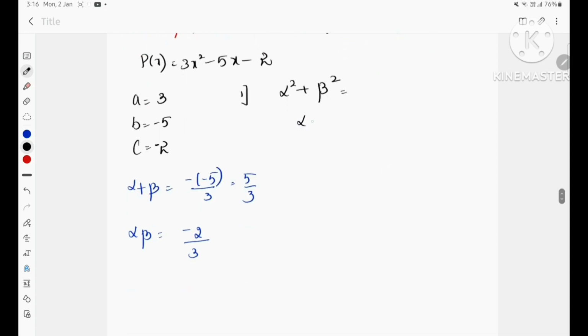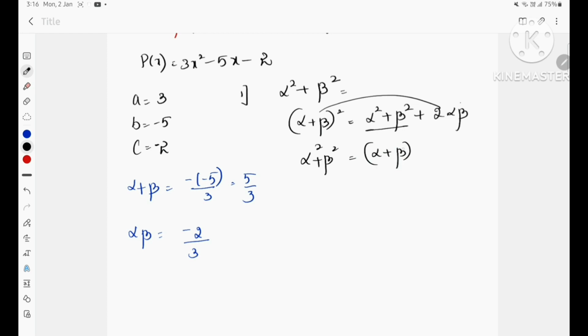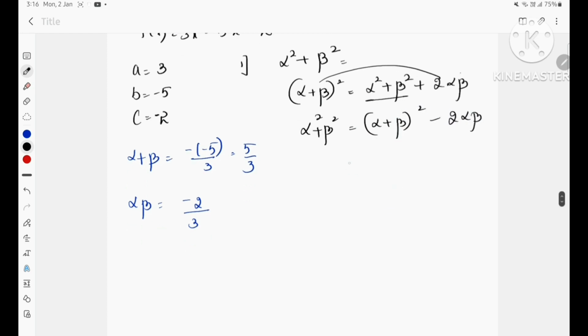So to simplify alpha square plus beta square in terms of sum and product, you can use algebraic identities, that is a plus b whole square, which is alpha square plus beta square plus 2 alpha into beta. We need to find the value of alpha square plus beta square, so you can subtract the 2 alpha beta term. So it will be 5 by 3 whole square minus 2 into minus 2 by 3, which is 25 by 9 plus 4 by 3.